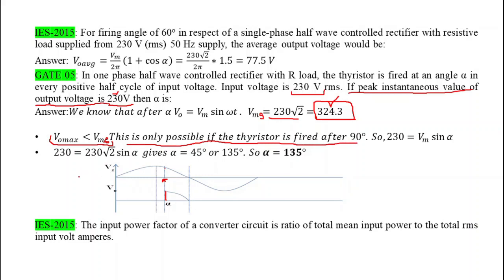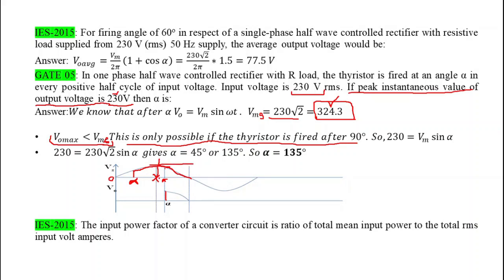This can also be understood from the waveform. Suppose this is pi by 2, and this is 0. If the thyristor is fired somewhere between 0 and pi by 2, at this angle alpha, then we get this waveform at the output. In this case we can clearly see that the maximum value of the output voltage is equal to the maximum value of the source voltage.